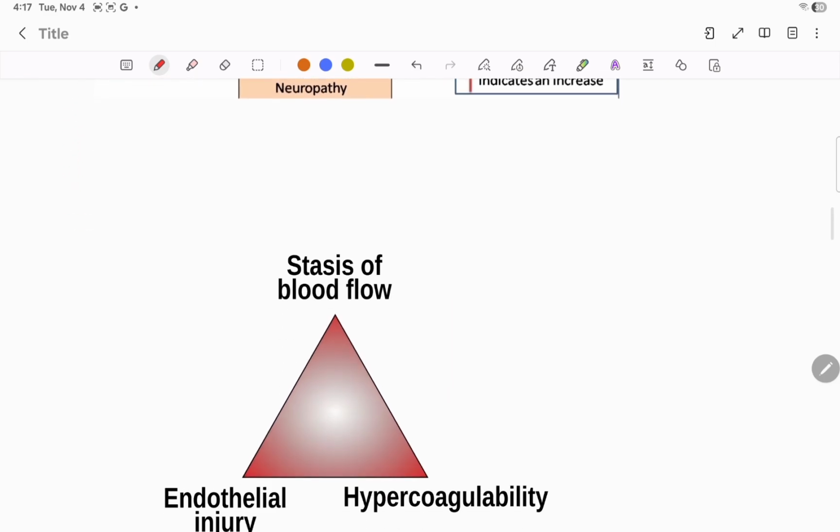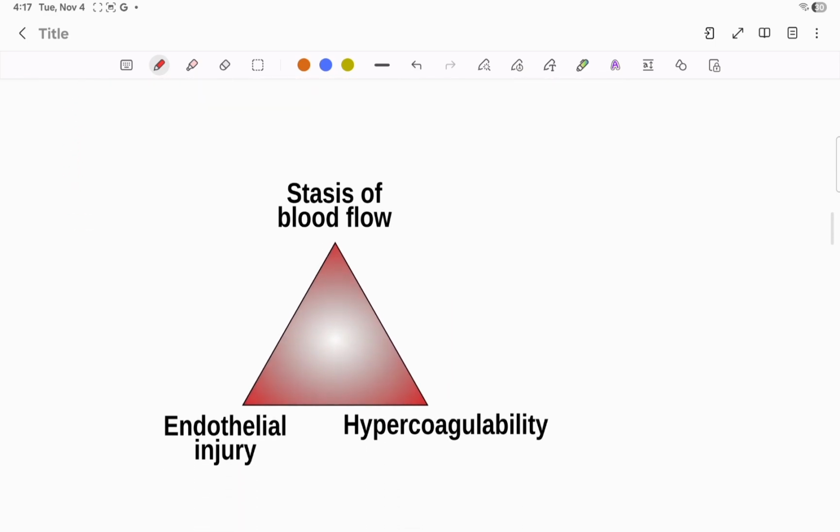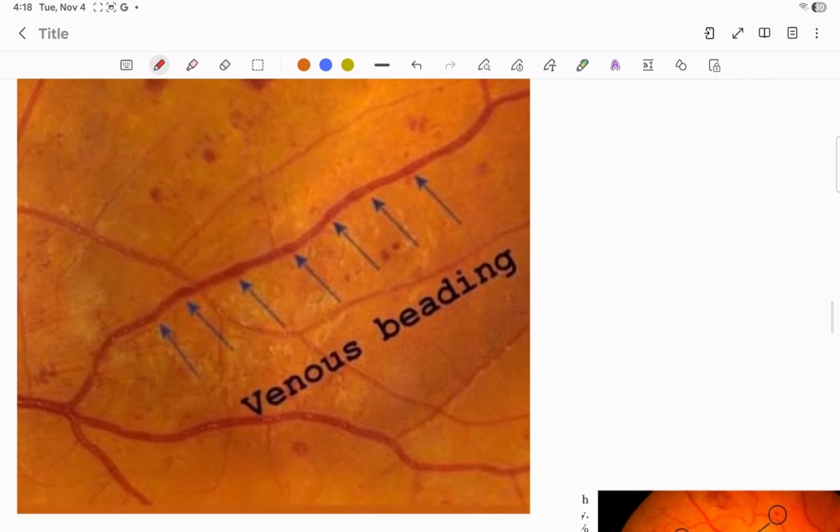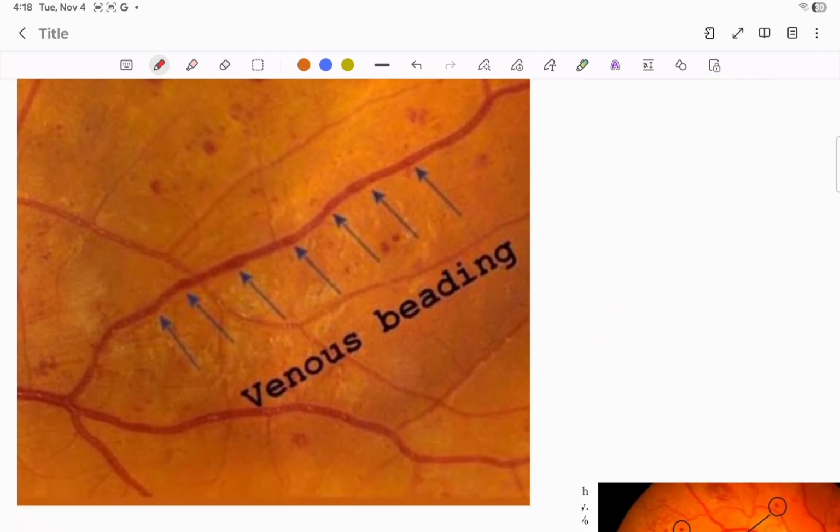Okay. Now also because of all these things, there will be stasis of blood. Endothelium will be injured because of the thickening of the endothelium and the basement membrane, and because of inflammation there is hypercoagulability. Because of it there will be blockage of the blood. All of these things will affect the vessel wall, causing venous bleeding.